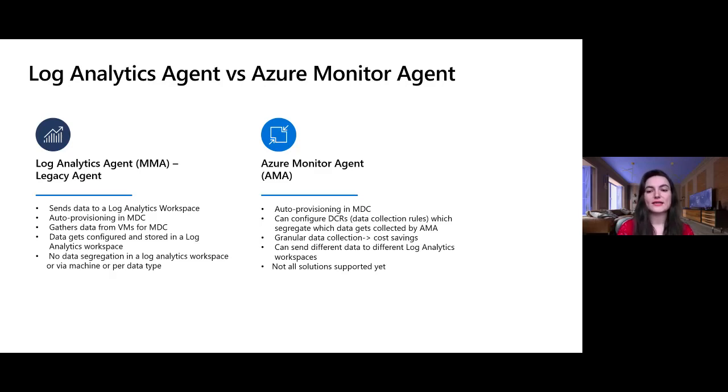Mainly, it's that AMA actually allows for granular data collection. So you can now select which types of data you want to be collected from your virtual machines, and then you can decide where it should be stored. So you can select multiple locations where to store the data. For example, you can select to store it in one Log Analytics workspace, or you can store that data about that virtual machine in multiple Log Analytics workspaces.